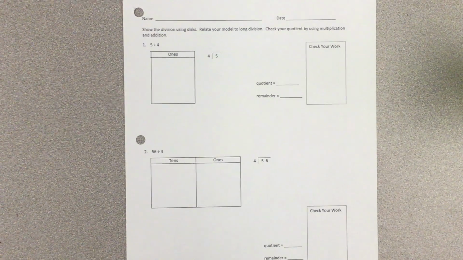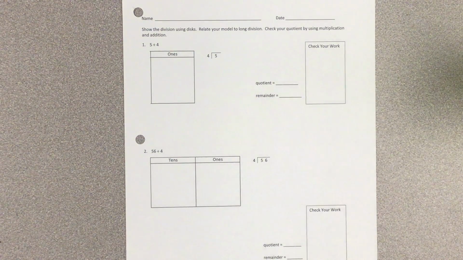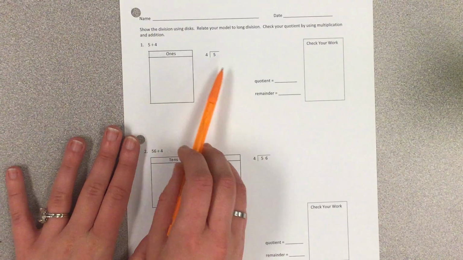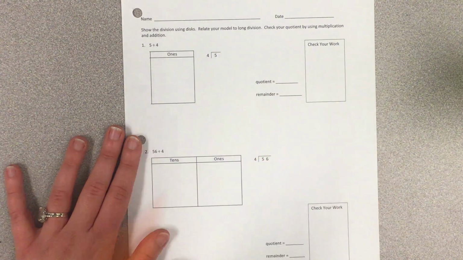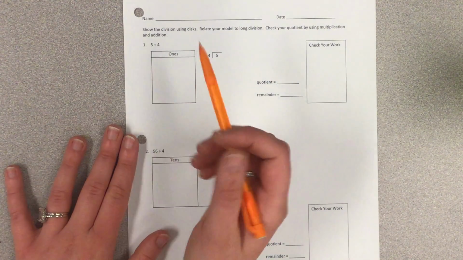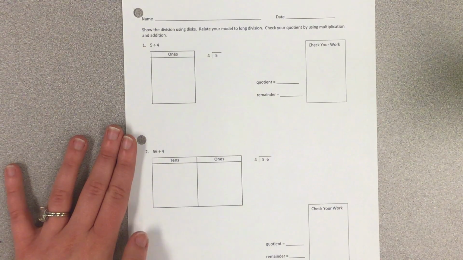All right, everybody. Today we are doing lesson 17, where we're practicing more division on a place value chart and also using our long division and also checking our work with multiplication and addition. Let's do number 1 together, and then you'll independently solve number 2.